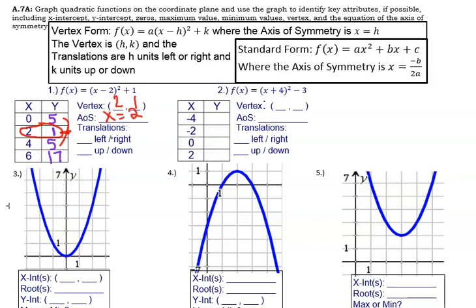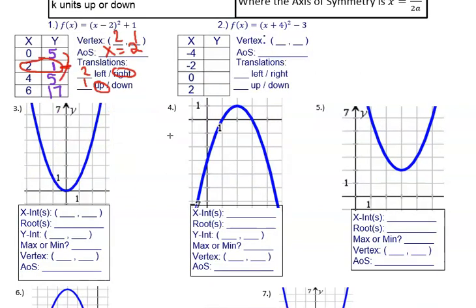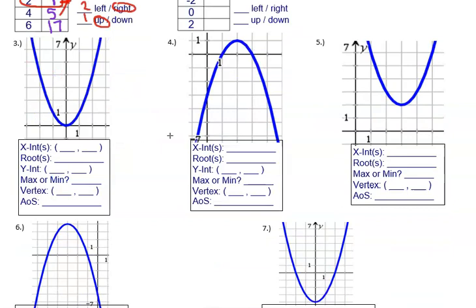Our translations would be to the right 2, and then up 1, for the parent function x squared. Now try number 2 on your own. In the video, we'll go ahead and skip to number 4.